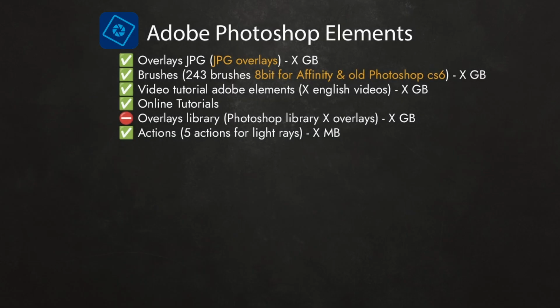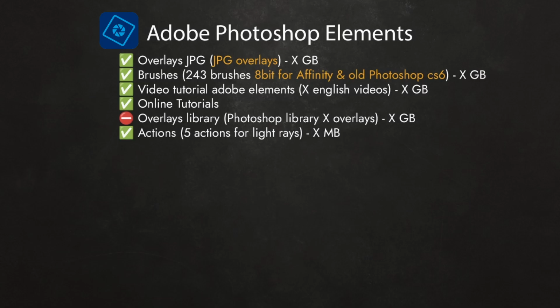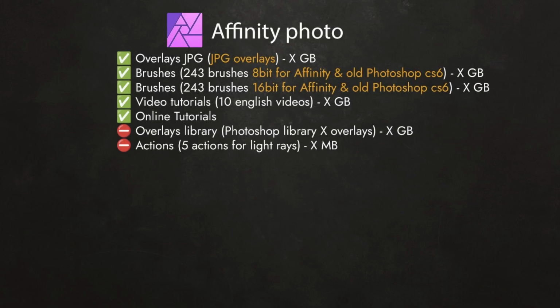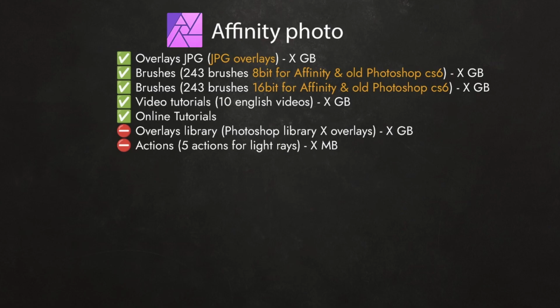If you're using Photoshop Elements, you can import 8-bit brushes in the Affinity and Element version. However, libraries are not available for the Elements version of Photoshop. And what about Affinity Photo? If you're using Affinity Photo, you can import 8 or 16-bit brushes in the Affinity version. Unfortunately, libraries and actions are not available for Affinity Photo.